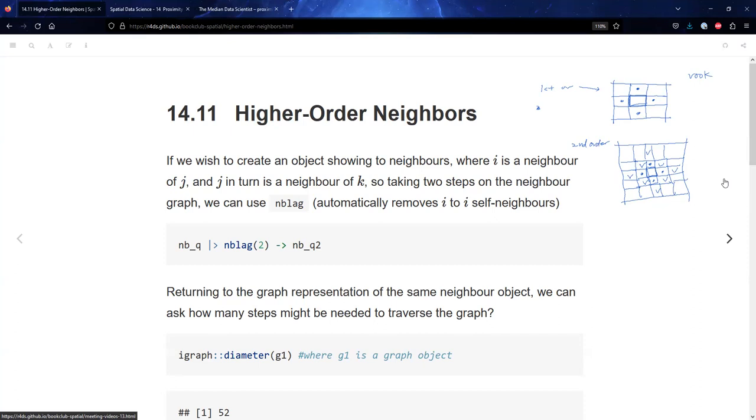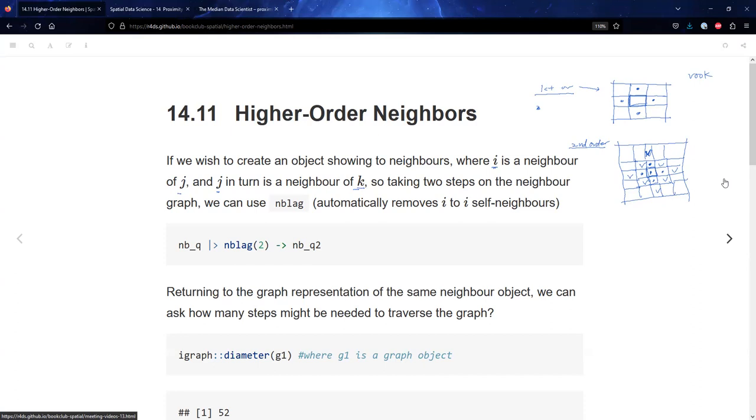So the reason it says I is the neighbor of J, and J is the neighbor of K, and then I is going to be the neighbor of K, is this kind of logic. This one is a neighbor of this one, and this one is a neighbor of that one. In that case, this one can be a neighbor of that one based on the second order algorithm. So, more visually, when we think about the ordering of higher order neighbors, we can understand it this way.